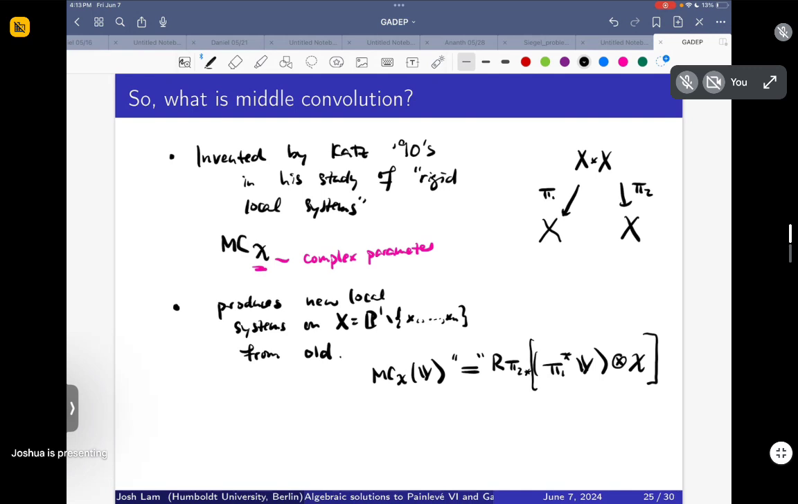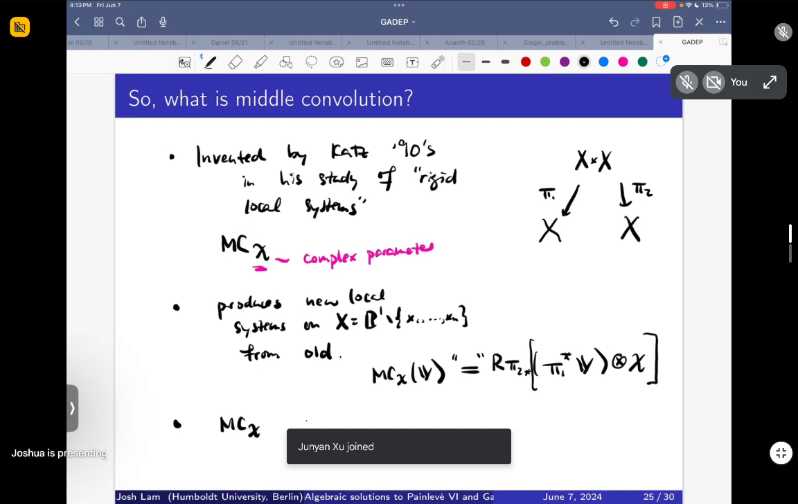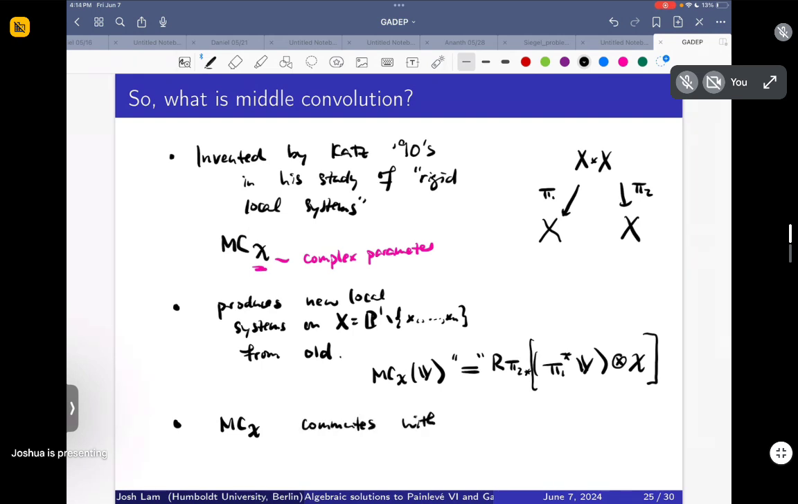Yes, so this is what it is. It's actually easy to understand this in terms of the differential equation, and it's really quite close to a Fourier transform. Okay, and the key point is that MC chi will commute with the braid group action.